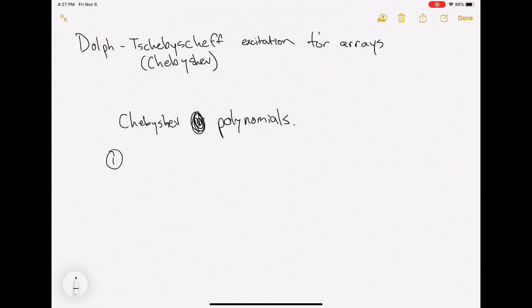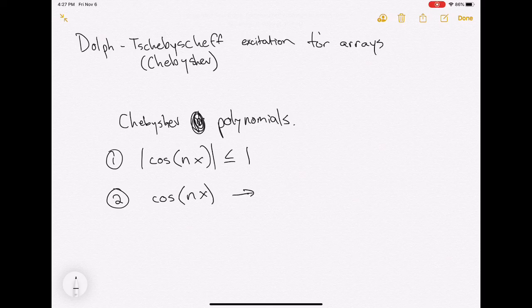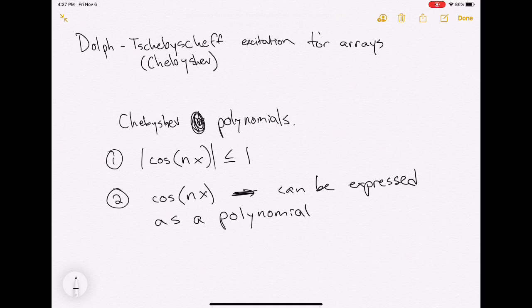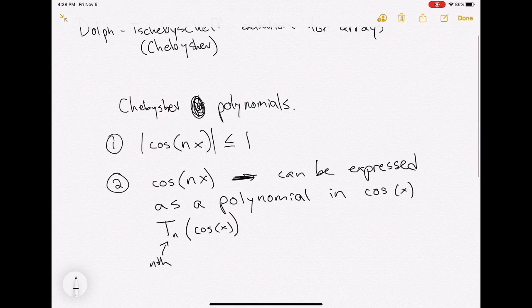First of all, it starts from the idea that cosine of n times, let's say x, whatever value, always has magnitude less than or equal to 1. Second thing, that expression cosine of nx can also be expressed as a polynomial in cosine of x. So in our book, those are written as T sub n of cosine x as the argument, where T sub n is the nth Chebyshev polynomial.